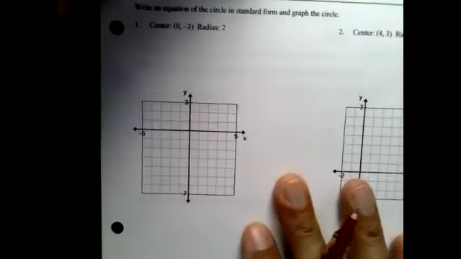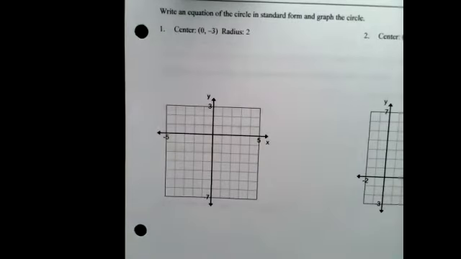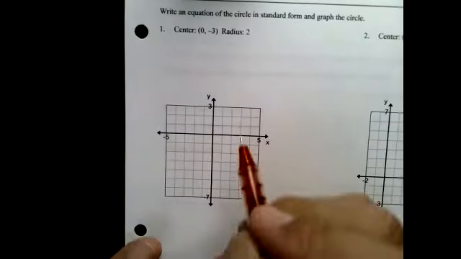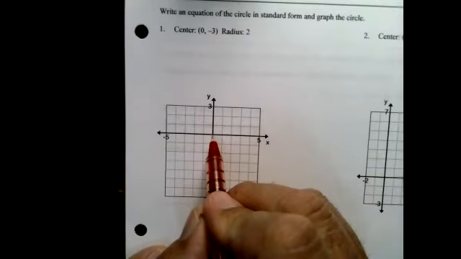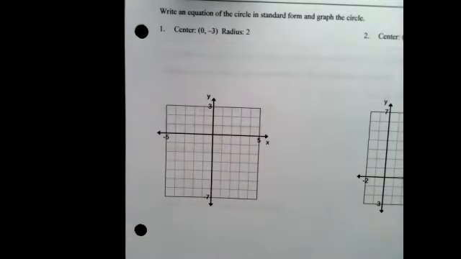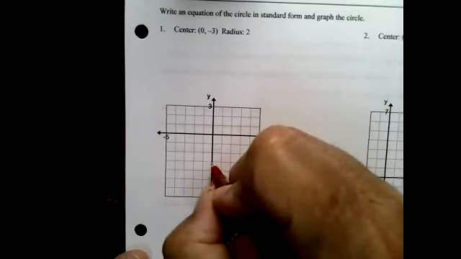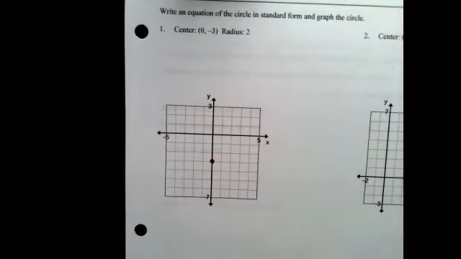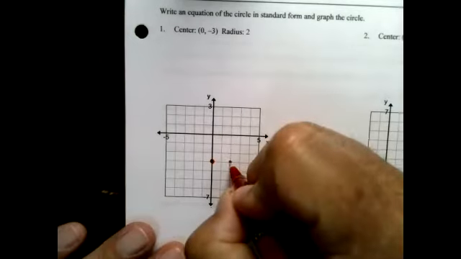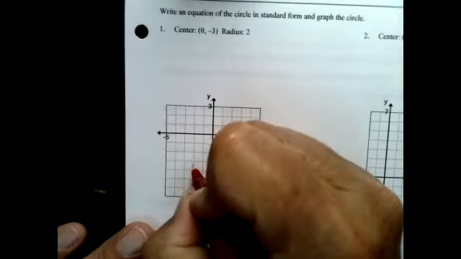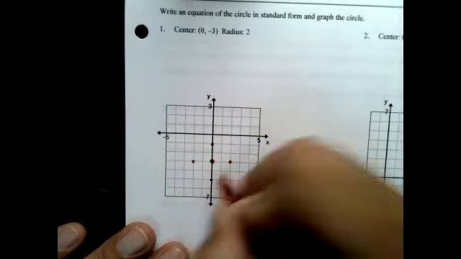All right. Well, is that enough for us to draw a perfect circle? Oh boy. 0, -3. Okay, I'm going 0 left and right. I'm going down 3. I'm yelling timber. That's my center. My radius is 2. So I'm going to go 2 that way, 2 that way, 2 that way, and 2 that way.